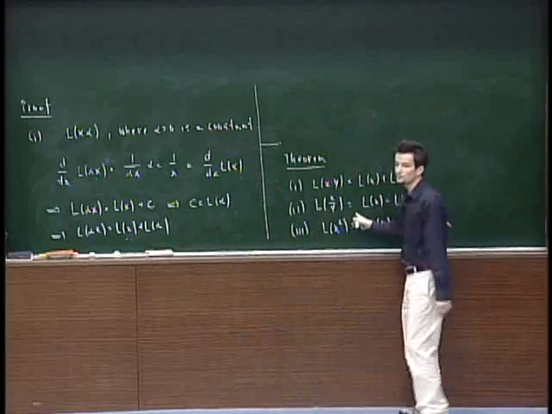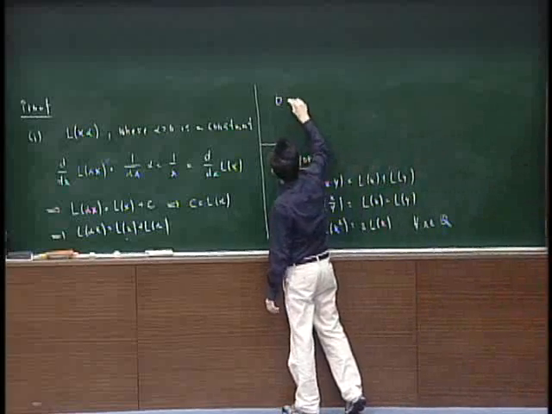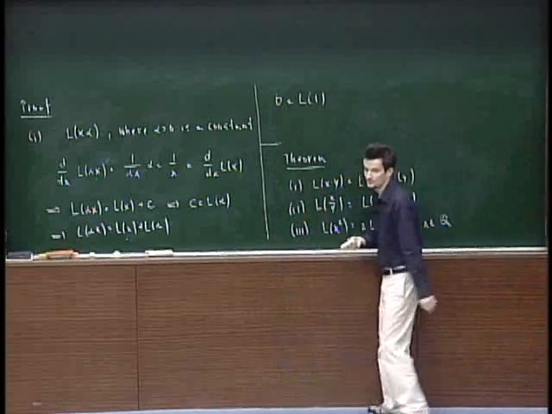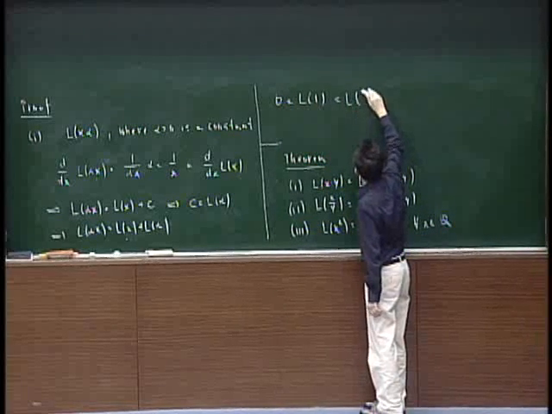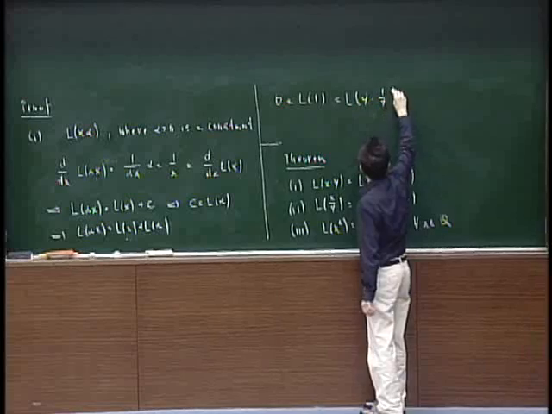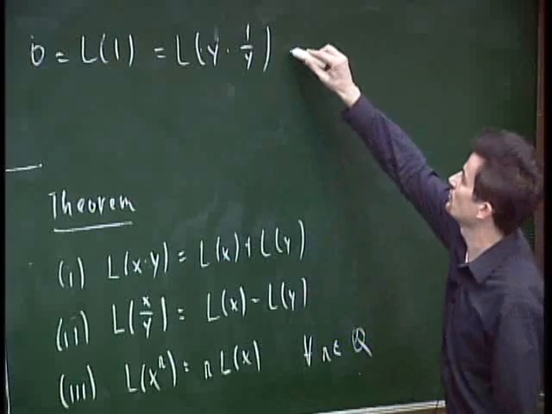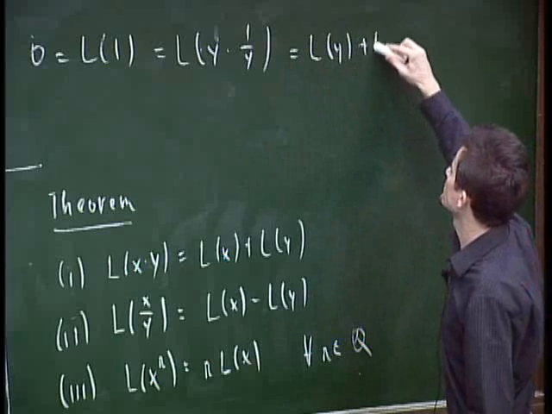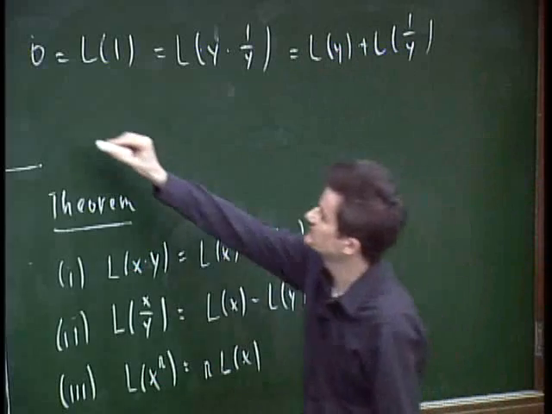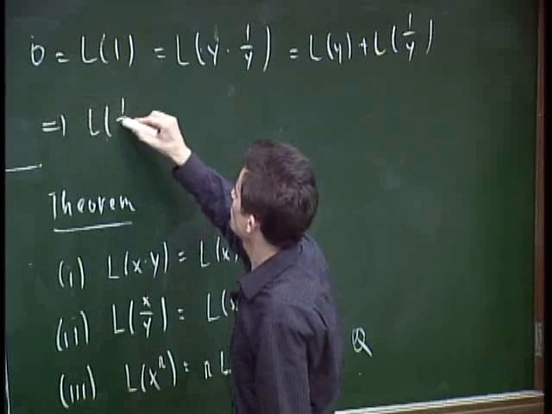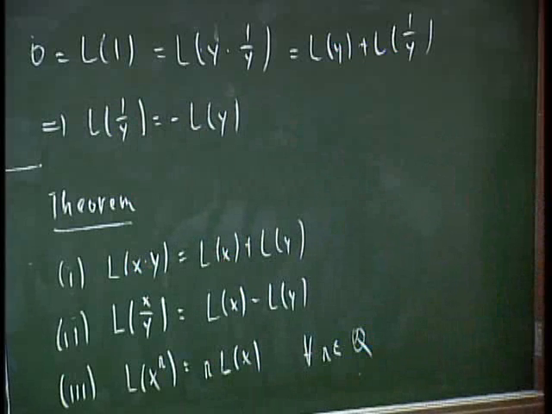Now, the next thing is we want to prove this property. So first, we know that 0 is L of 1, right? We can write 1 as y times 1 over y. Now we can apply what we have already proved. So by this here, this is L of y plus L of 1 over y. Okay, so this proves that L of 1 over y is minus L of y.